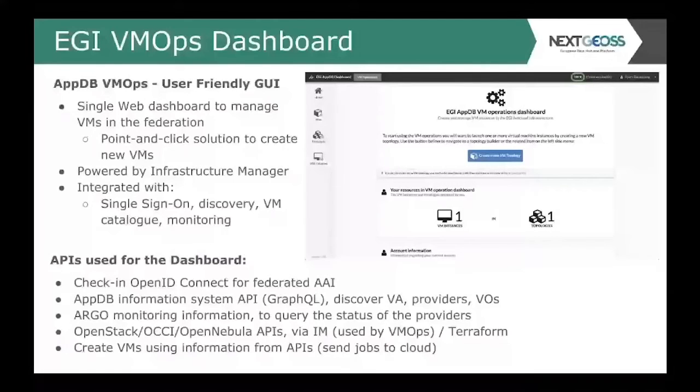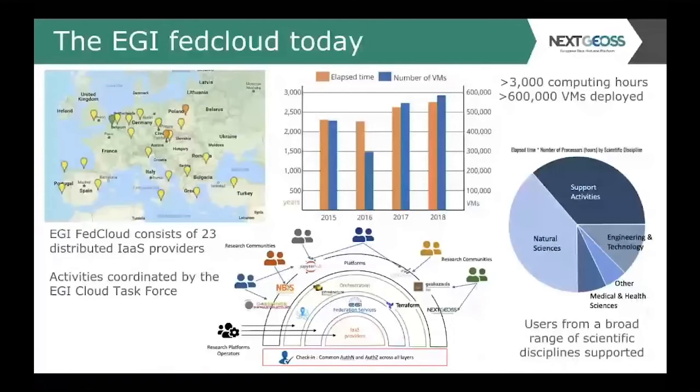Today, the EGI FedCloud consists of 23 distributed infrastructure-as-a-service providers distributed largely throughout Europe, but we are consistently expanding the providers, and at the moment we're even working with the South African cloud infrastructure to integrate their infrastructure into the EGI FedCloud. The activities of this distributed infrastructure are coordinated by what we call the EGI Cloud Task Force. Over the years, on average about 2,500 compute hours are consumed every year, and almost 600,000 virtual machines were deployed by users or for users from a broad range of scientific disciplines, with a large portion of the users coming from natural sciences, including NextGEOSS.